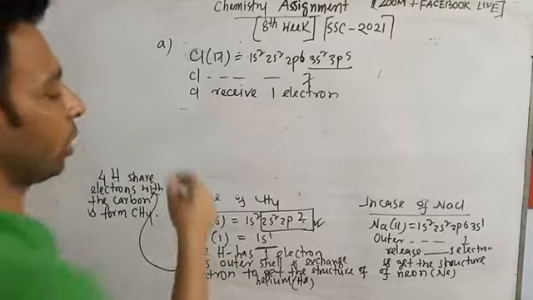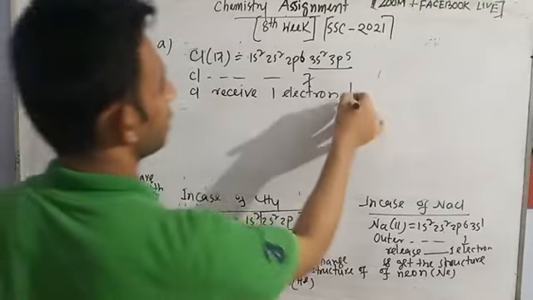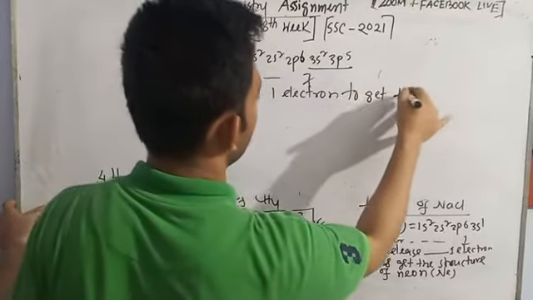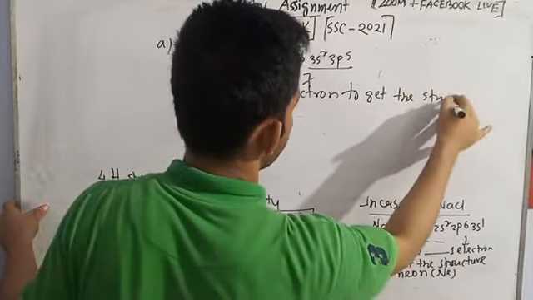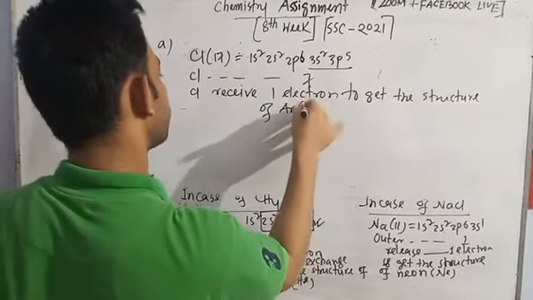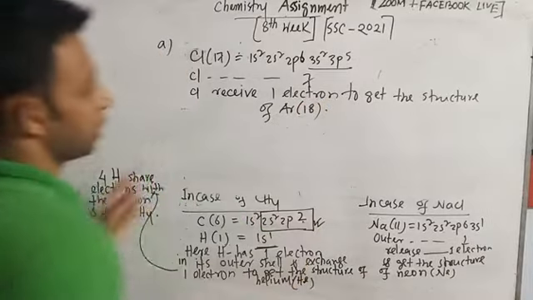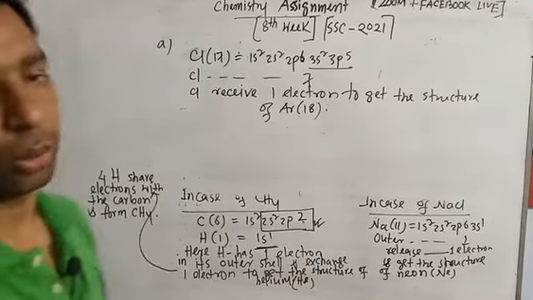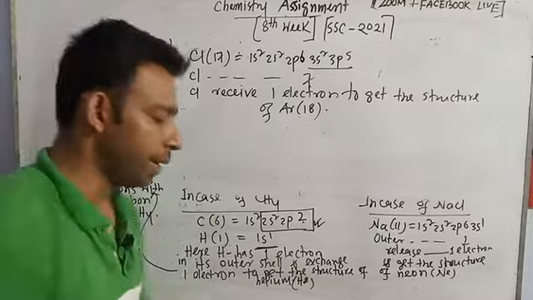After getting that one electron, it gets the structure of argon. 17 plus 1, it would be argon. So we explain according to the instruction.